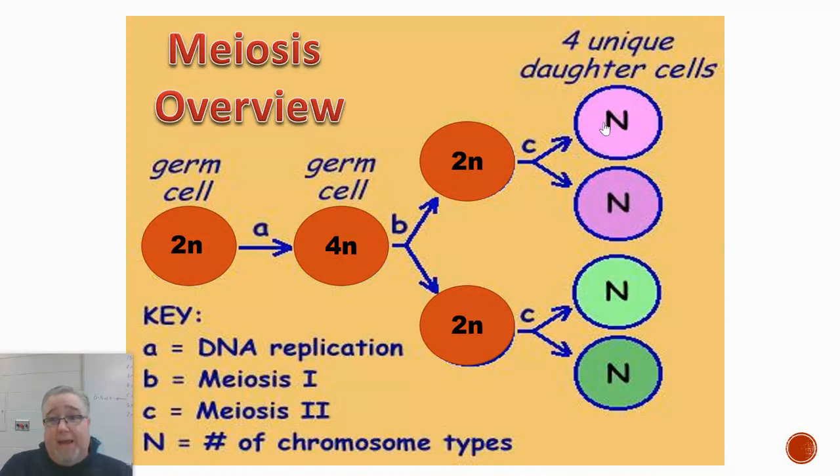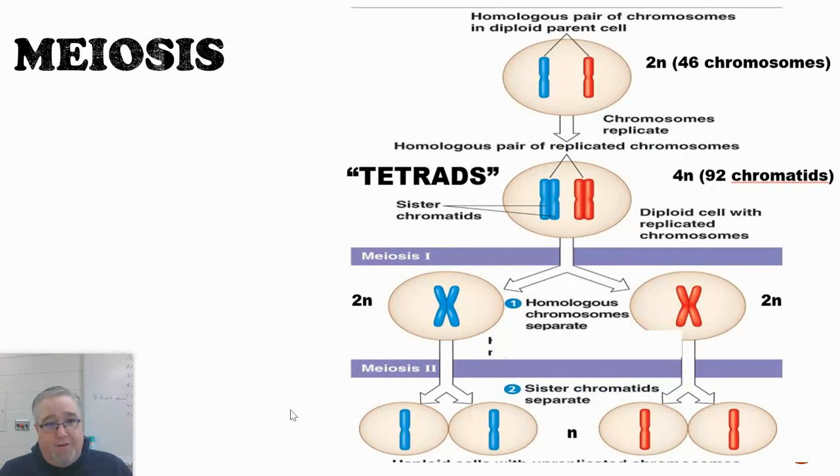So what we end up getting is these 4 haploid cells that resulted from one diploid cell undergoing 2 splits. It splits once here, that's meiosis 1, and then each one of those splits again. That is meiosis 2. So that's just a general overview of meiosis.